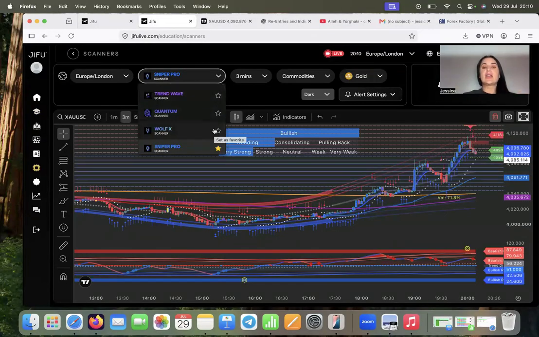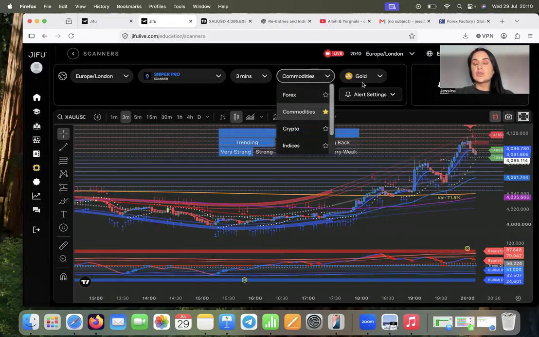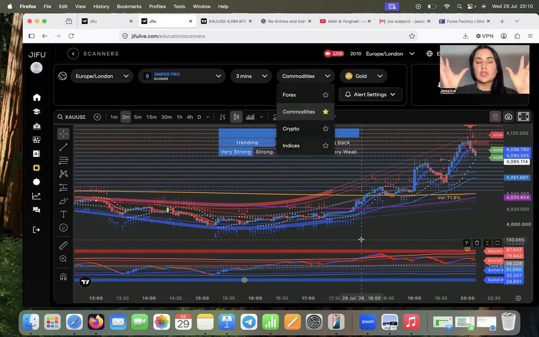So when you click on scanners, it will come straight on to that scanner. So for me, it's Sniper Pro. I can also do the same with the time frame, and I can also do the same with what I am trading. So of course, I love to trade gold. So what I want to happen is when I come straight onto Sniper Pro, everything's already set out for me.